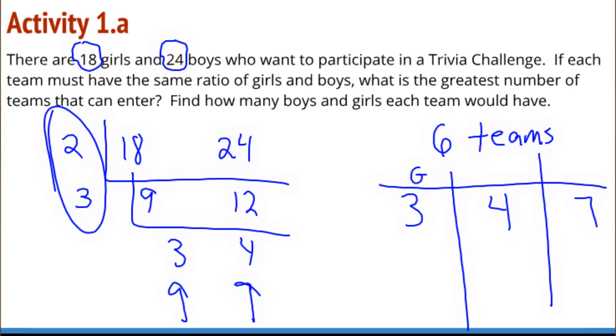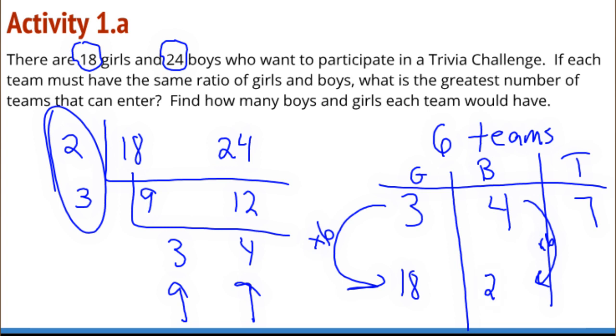So I've got the girls, I've got the boys, and I've got the total number of students that are playing on the team. If I say that I'm going to make 6 teams, I scale this up by 6, and I have 18 girls that are participating. And I scale this up times 6, and I have 24 boys who are participating. And I scale this up by 6, and I have 42 students who are participating. So the 6 is the greatest common factor.